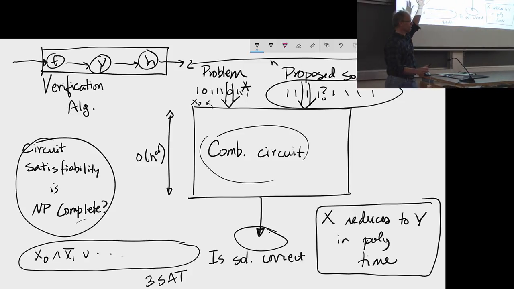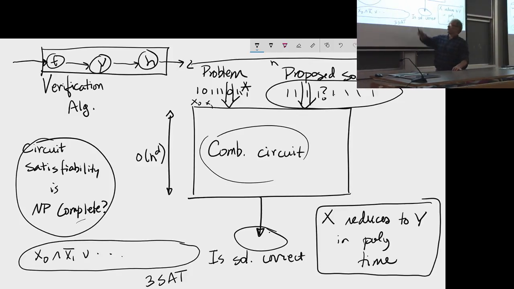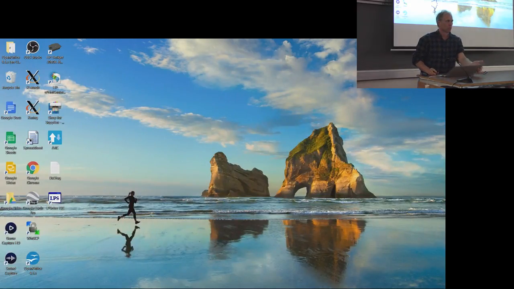You don't even have to know an algorithm for Y to say this is a polynomial time reduction to Y. So in our case, X is any old problem with a verification algorithm. An instance of Y will be this circuit. Y itself is the circuit satisfiability problem. So this can take a while to sink in. And I do think that the Boolean satisfiability problem is more accessible than this.